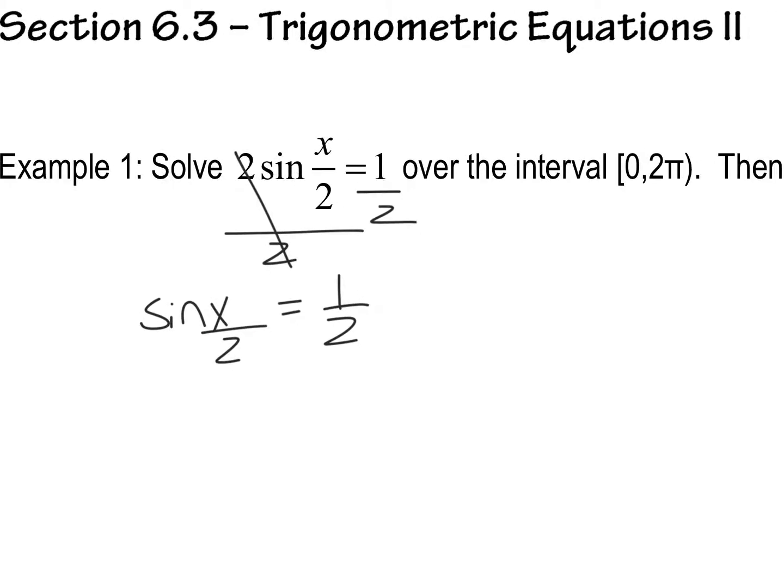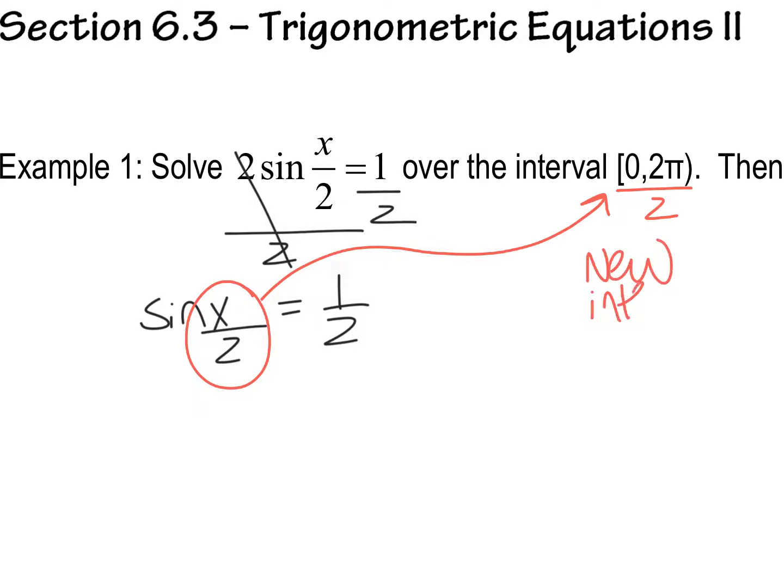And so, because this is x over 2, what I need to do to my interval here is divide it by 2. So that means my new interval is 0 divided by 2 is 0, but 2 pi divided by 2 is just pi. So what I'm looking at now is my unit circle where the y value equals 1/2, but I am only looking between 0 and pi. So that means quadrants 1 and 2. And since sine is positive in both quadrants 1 and 2, I have 2 different answers here.